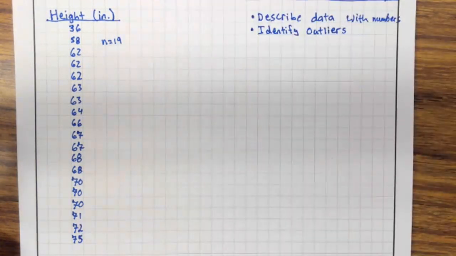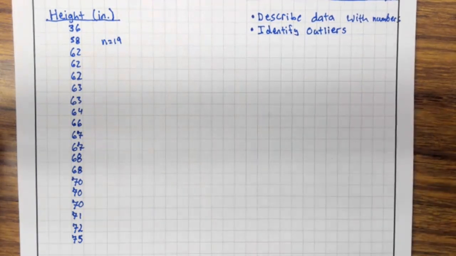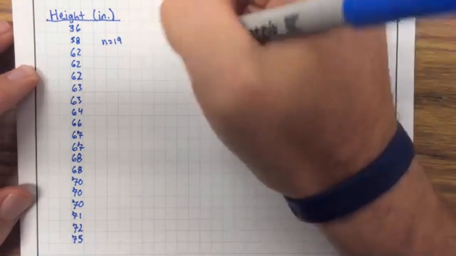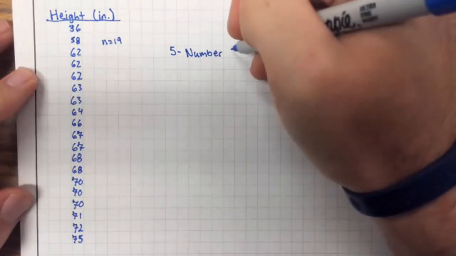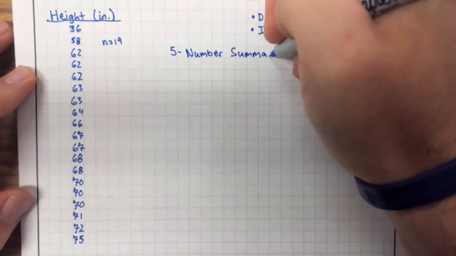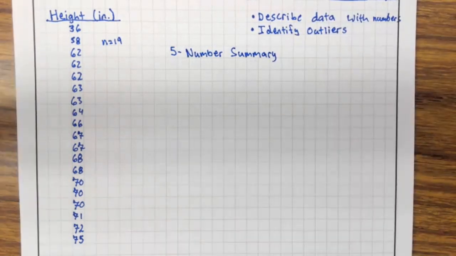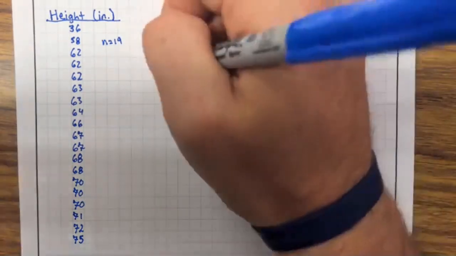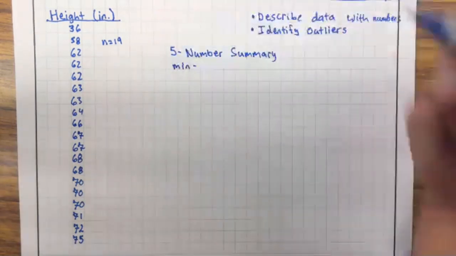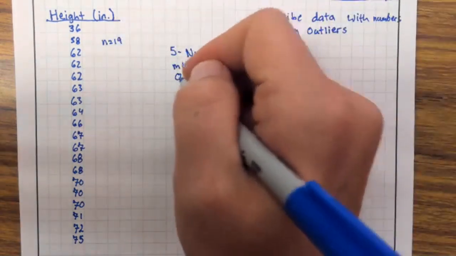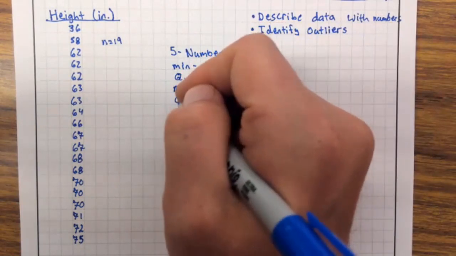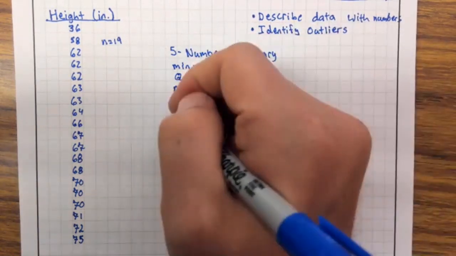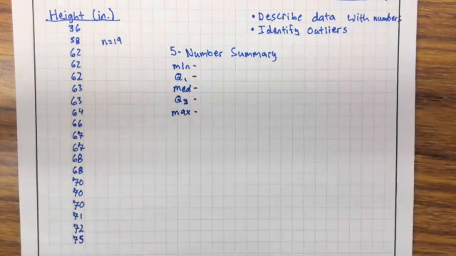So let's get started. Describing data with numbers. What we're going to do is find this thing called the five number summary. The five numbers that we're going to use to describe this data set are the minimum, Q1, the median, Q3, and the max value. Let's go ahead and do this manually first.